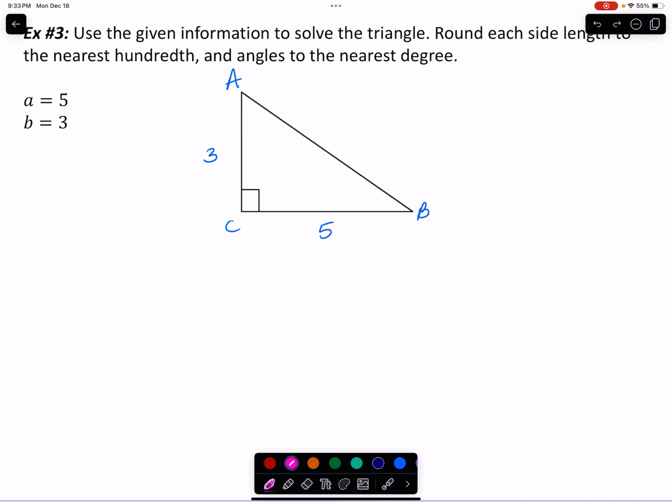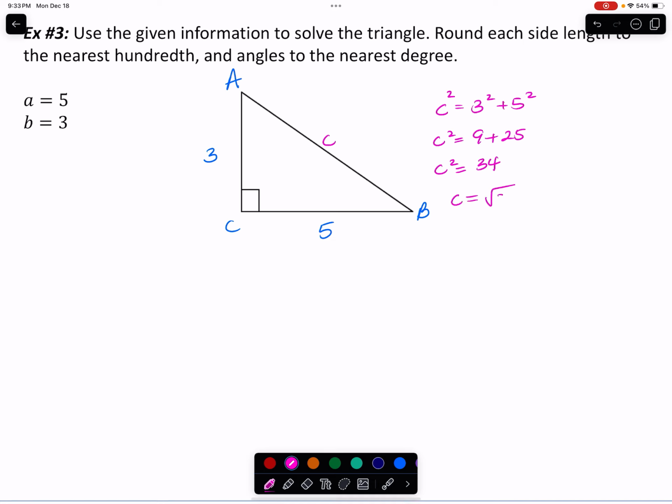Let's find side C first. And we're going to use Pythagorean theorem. So c squared equals 3 squared plus 5 squared. So c squared equals 9 plus 25. So c squared is 34, meaning c is the square root of 34.